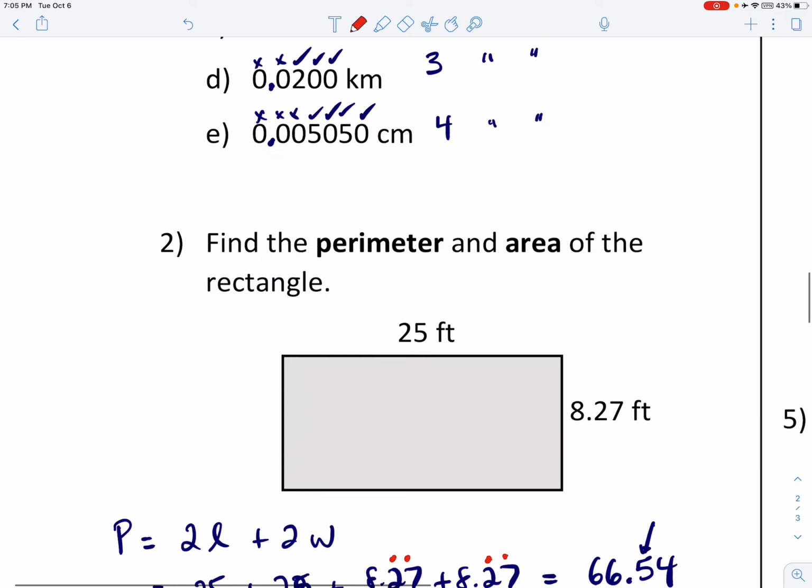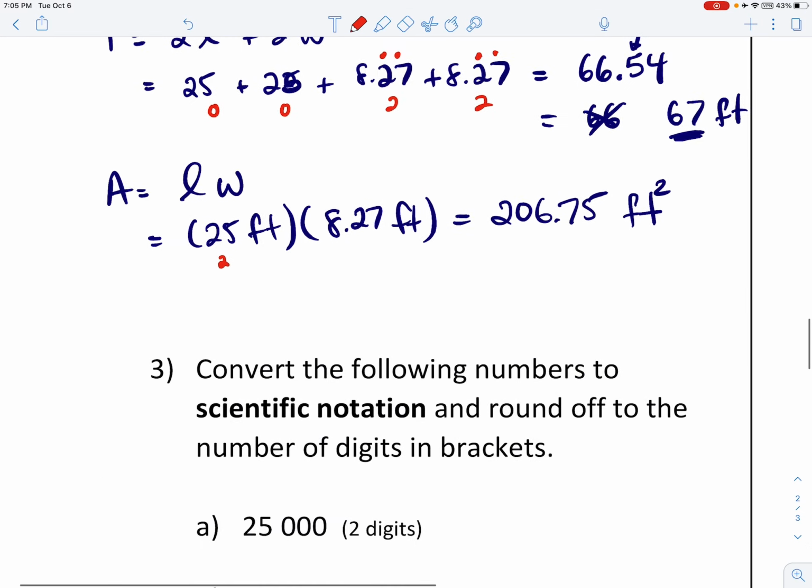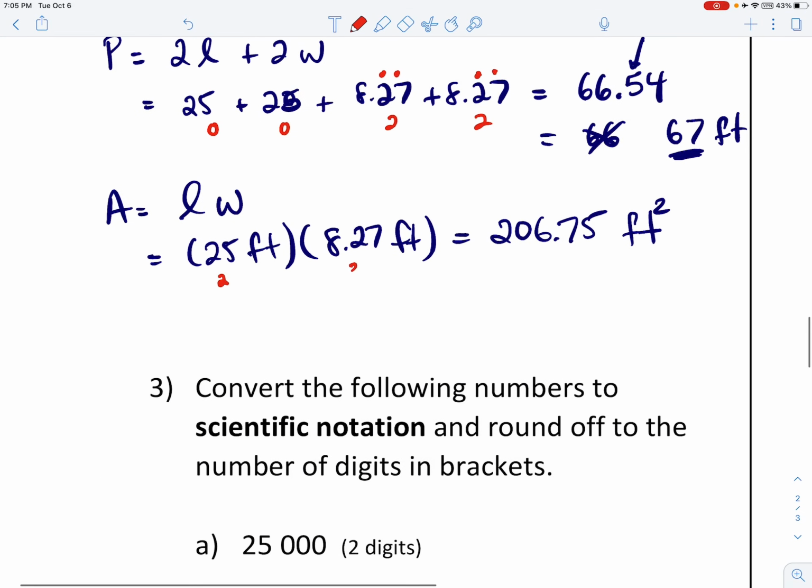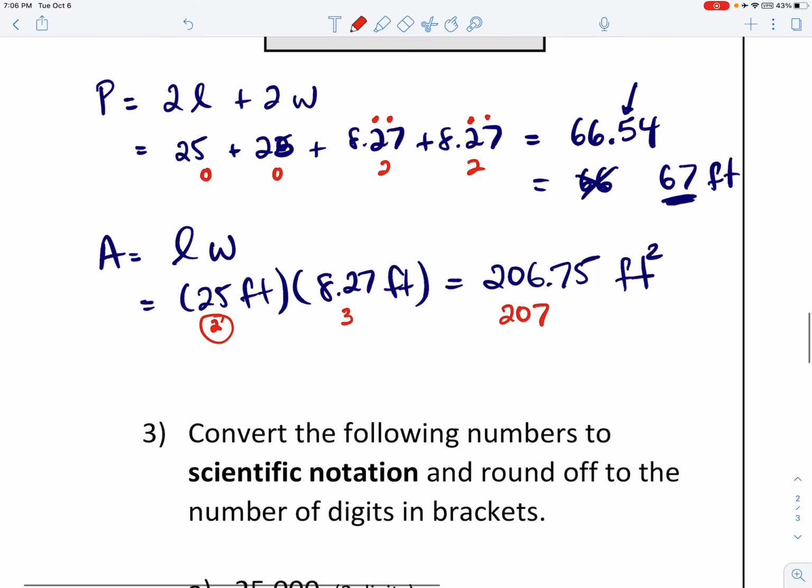The first number, 25, has 2 significant digits, just like we were doing up above, counting significant digits. The 8.27 has 3 significant digits. So we have to round this number off to the fewest number of significant digits. We're going to round it off so it has just 2 significant digits. If I call it 207, rounding up the 206 to 207, it's going to have 3 significant digits, right? Based on the counting rules we did earlier.